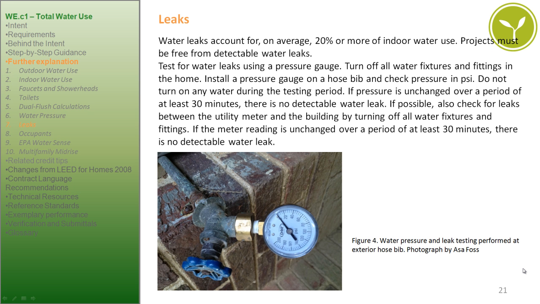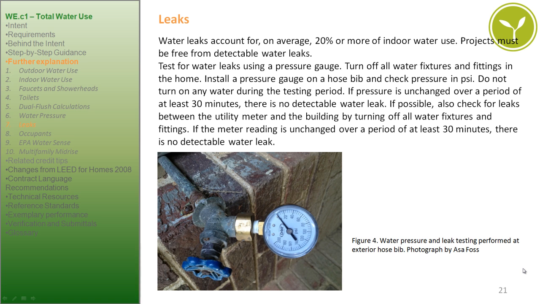Leaks. Water leaks account for, on average, 20% or more of indoor water use. Projects must be free from detectable water leaks. Test for water leaks using a pressure gauge. Turn off all water fixtures and fittings in the home. Install a pressure gauge on a hose bib and check pressure in PSI. Do not turn on any water during the testing period. If pressure is unchanged over a period of at least 30 minutes, there is no detectable water leak.